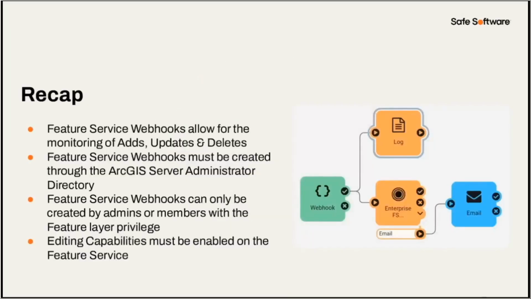So just to recap, with our feature service webhooks, we're able to monitor for adds, updates, and deletes on our records that are added or removed. For our feature service webhooks, we need to create these through the ArcGIS Server Administrator directory. So this is different than those organization webhooks. We also want to take advantage of that ArcGIS portal webhook data getter we created. This makes it super easy to process that webhook message and parse out any information you need.